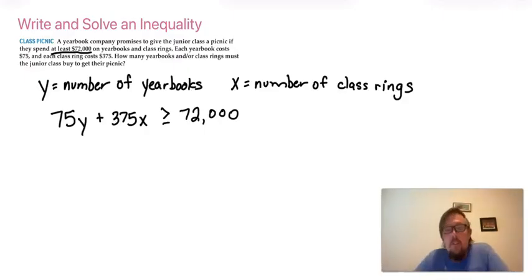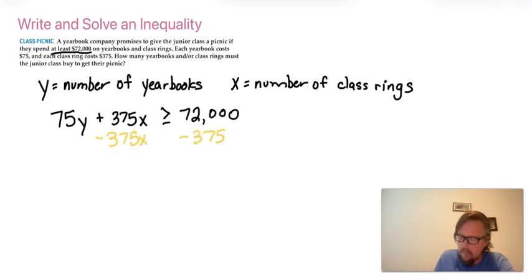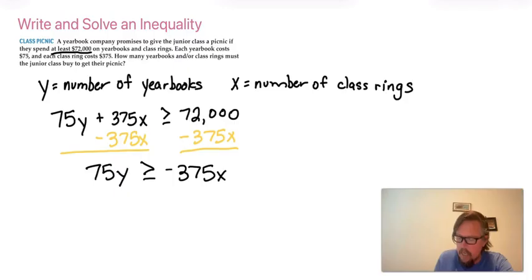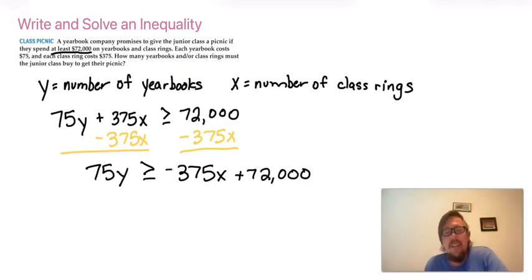Okay, so if we're going to graph this to see what the solutions are, we need to solve this for y. So our first step is going to be to subtract 375x on both sides. And so that's going to give us 75y is greater than or equal to negative 375x plus 72,000. And then we need to divide everything by 75 to get the y by itself.